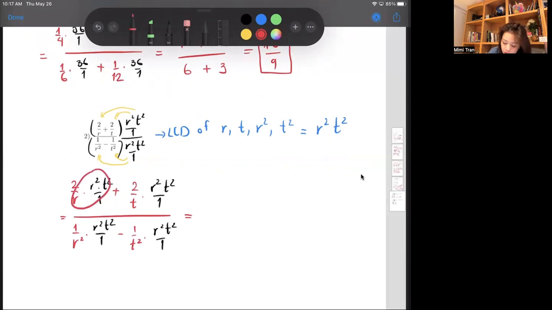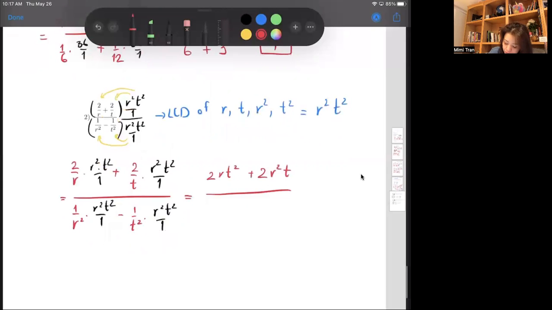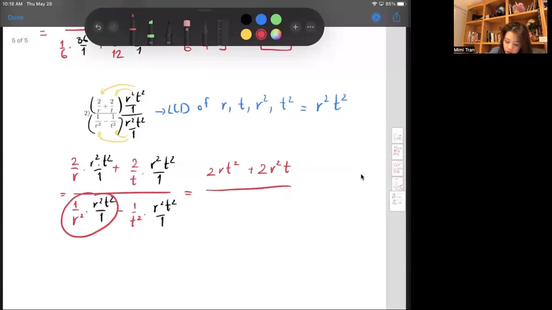All right, for the first one, the R squared on the top and the R on the bottom, so I have 1 R on the top. So I have 2RT squared plus 2R squared T, because T squared divided by T is T. Remember, the reason we do this is because we don't have a complex fraction anymore. Right now, it's just one thing here, there's no denominator. And R squared T squared divided by R squared is just T squared, minus R squared.